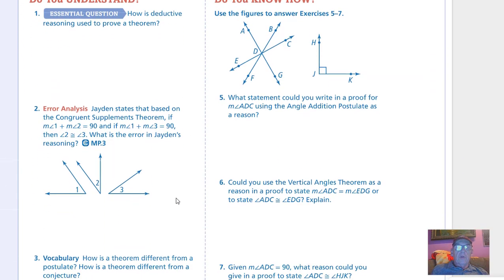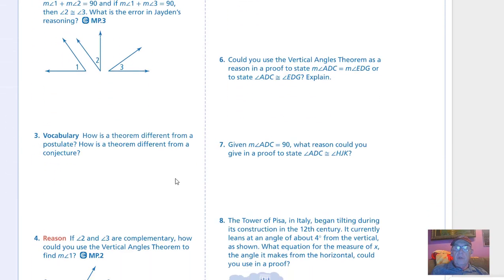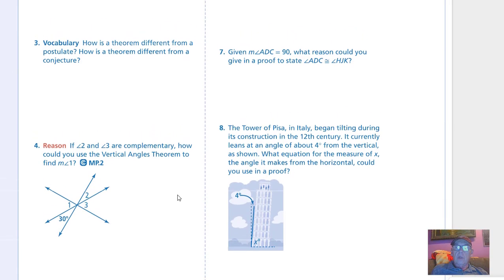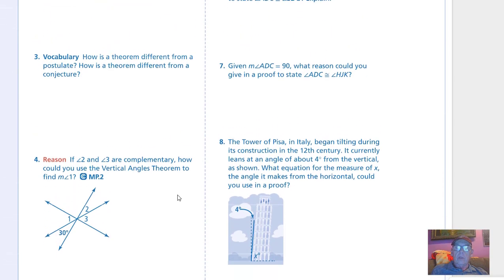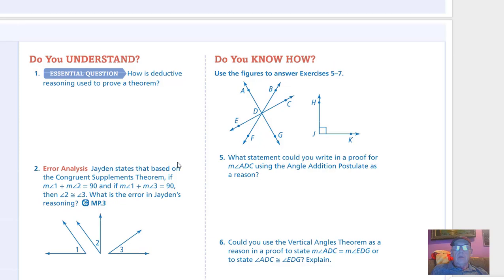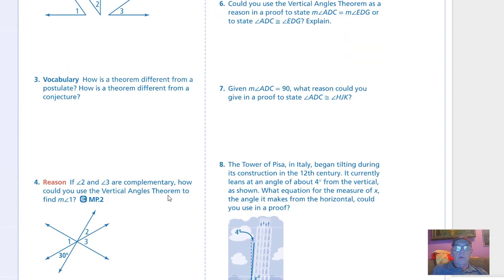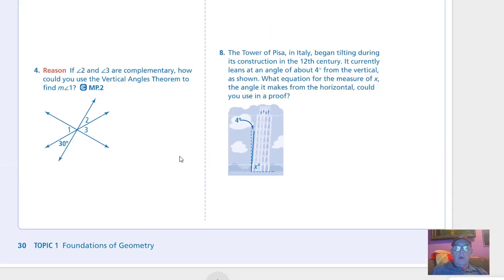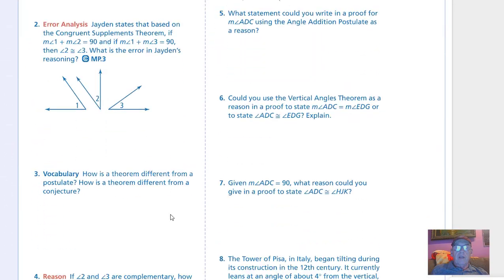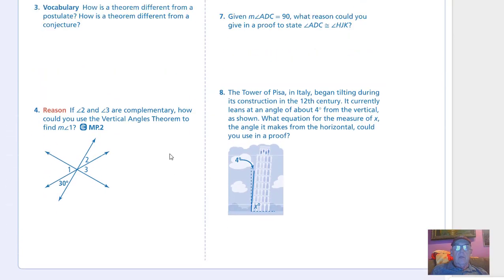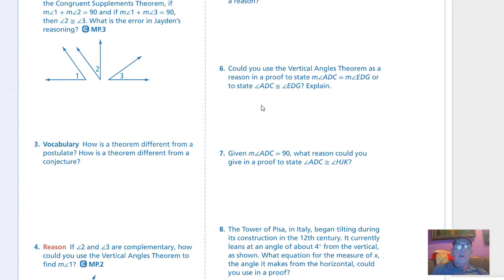Okay, here's the do you understand, do you know hows. These are the ones you need to do on your own. So remember, this is 8 points. You're going to need to do this one on your own. We can go over this in class. If you have questions, ask. And we're done with the try-its on the student companion.